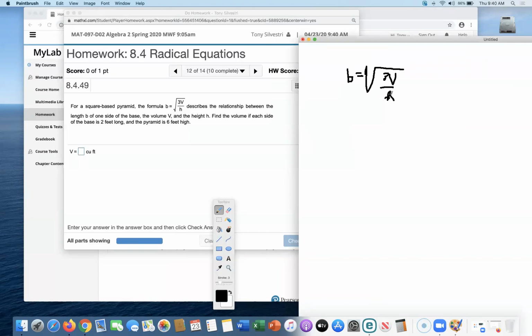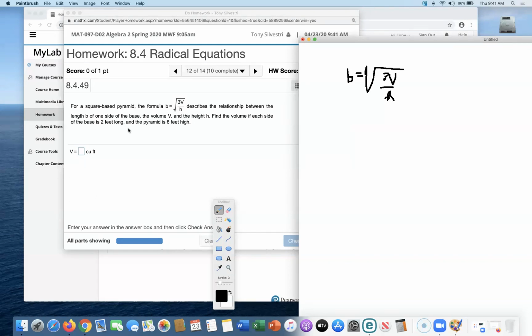The base is equal to the square root of 3 times the volume divided by the height. Wonderful. Okay, now, what did they say? It describes the relationship between the base, the volume, and the height. Find the volume. In other words, find V. Solve for V. I want V equals.